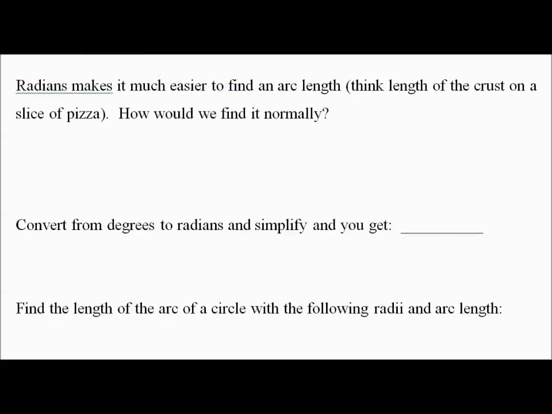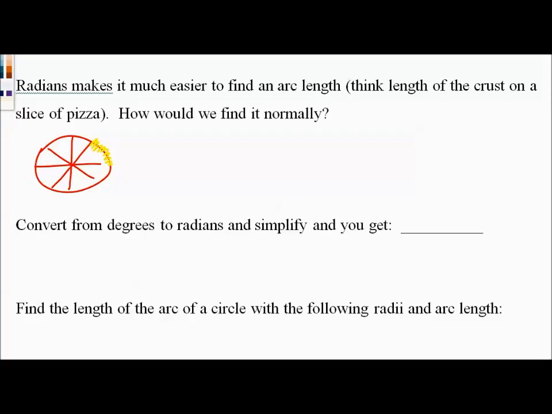Radians make it much easier to find an arc length. A lot of people like to work off of degrees, and I'll show you how that works. But once you get to radians, it becomes a lot easier. So let's say we have a pizza with 8 slices. The arc length would be the length of a crust.